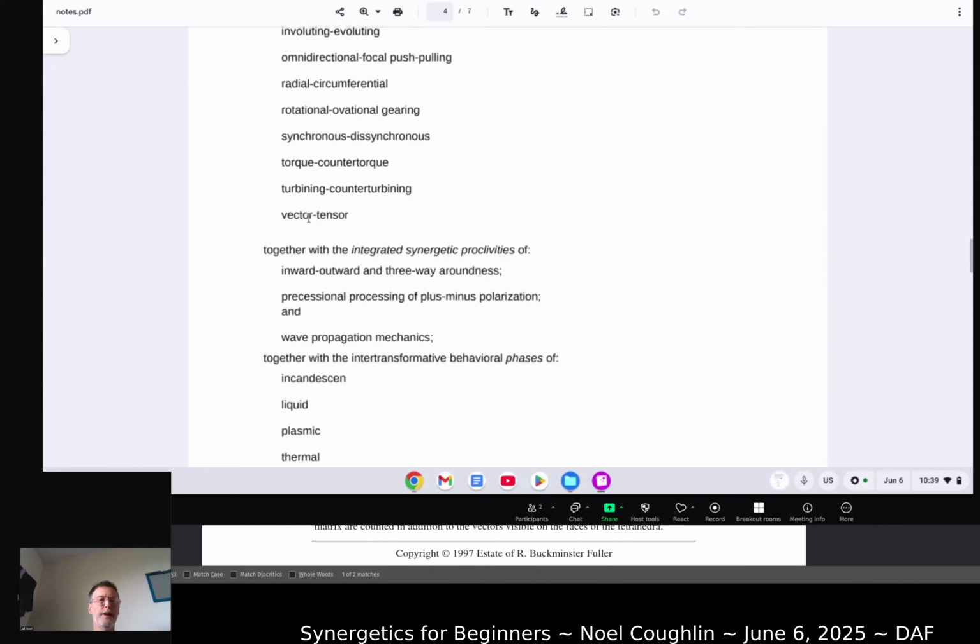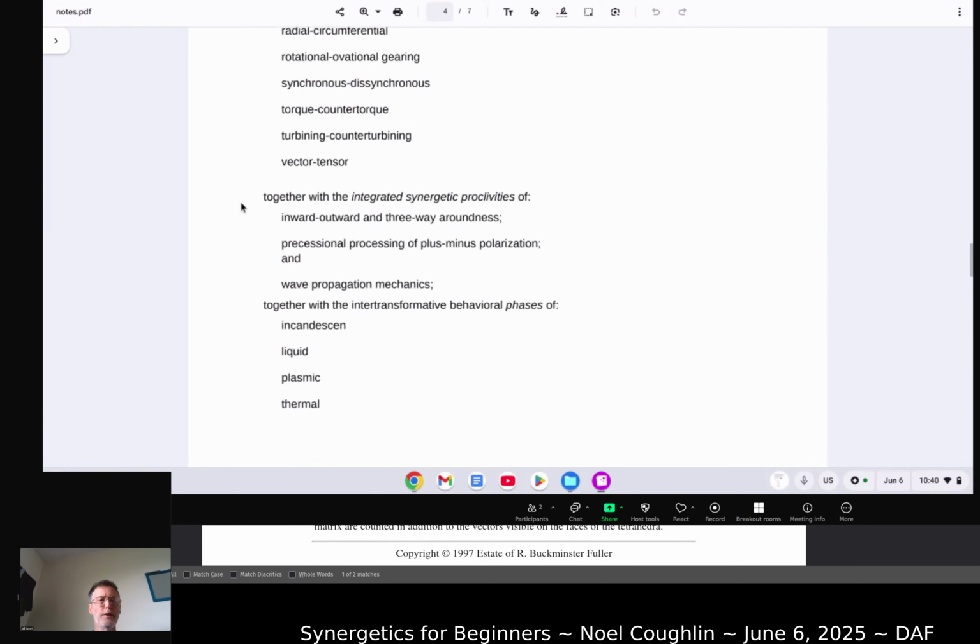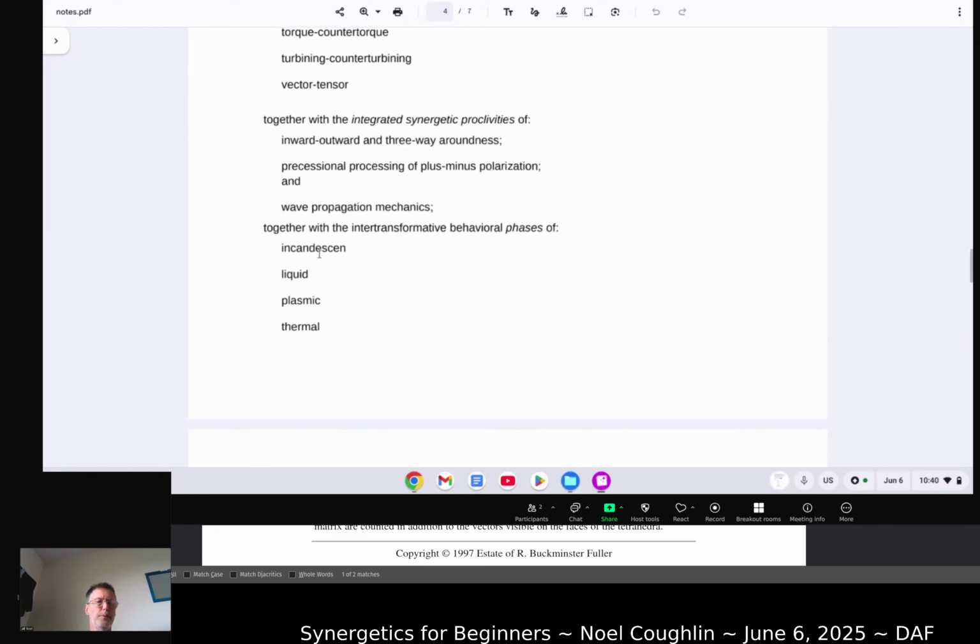It explains vectors and tensors. He says vectors and tensors constitute all elementary dimension. A vector represents an expelling force, and a tensor represents an impelling force. So together, synergetics also integrates the proclivities of inward and outward, three-way aroundness, processional processing.